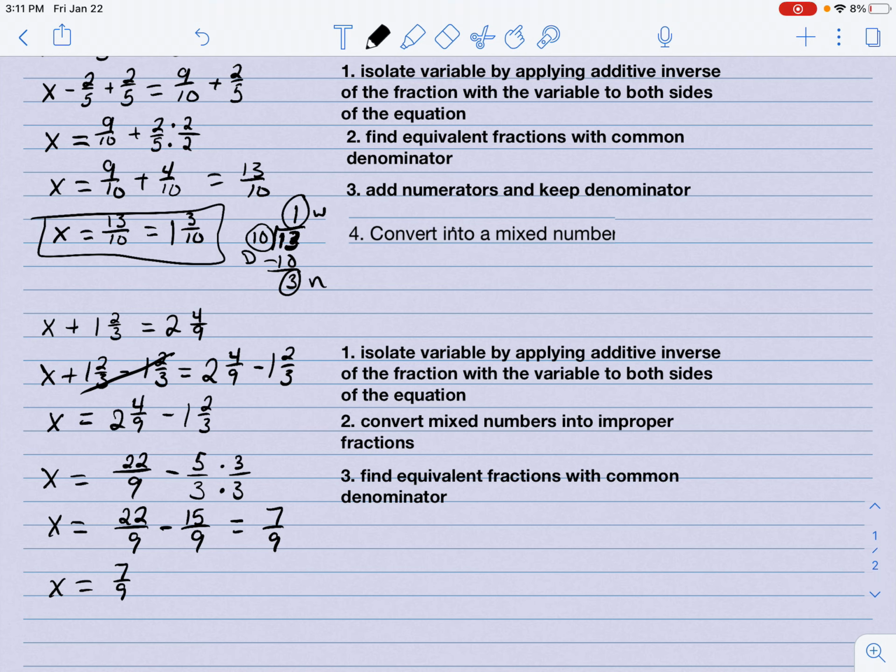Okay, so here it's already a proper fraction, so we don't have to adjust it. If for any reason our answer were to come out as an improper fraction, we'd want to convert that into a mixed number. But that is how we go about solving one-step equations with fractions with the additive inverse.